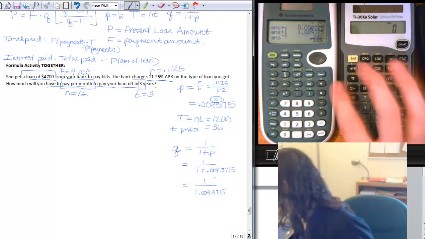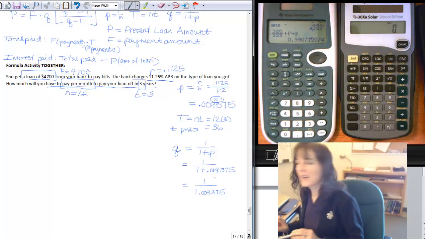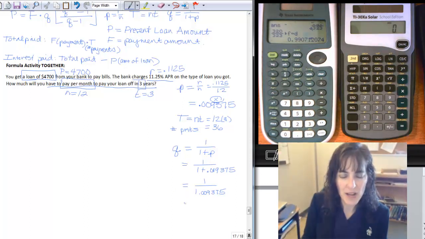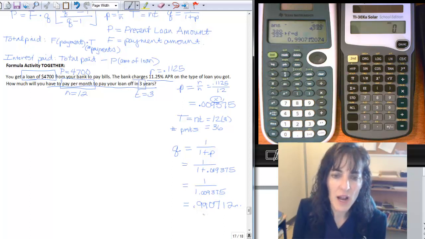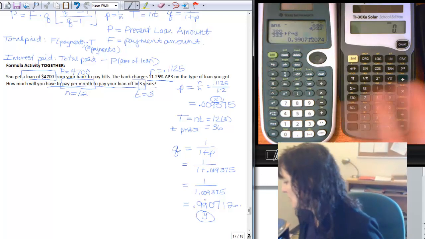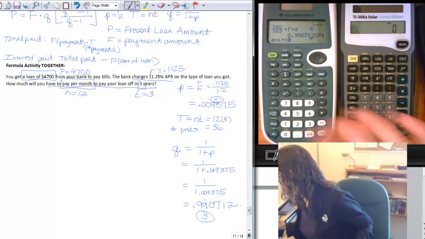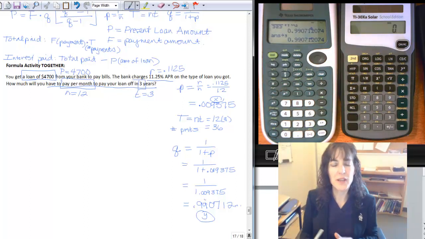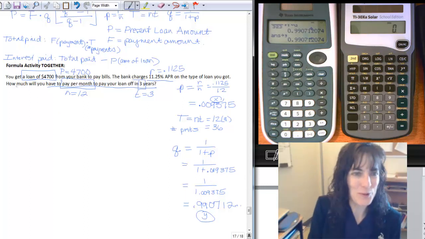And it gave me a fraction. Let me turn it into a decimal. There. So I have now 0.990712, and it goes on and on. This I definitely want to store, so I'm going to put that one into Y. And so I'll store, and I'll have to click the X and then the Y and then push enter. So now that's stored in my Y variable. That's my Q, it's in the Y variable, so we'll remember that.